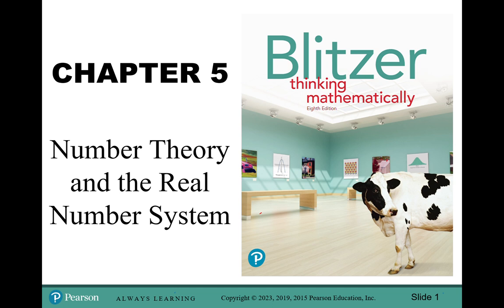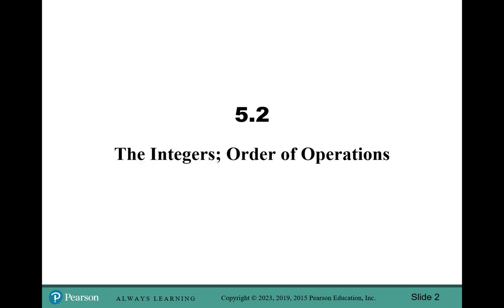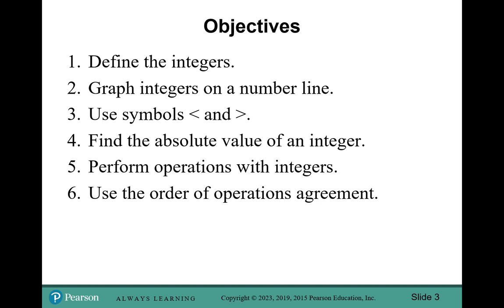Class, today we will be doing chapter 5.2, number theory in the real number system. We'll be looking at integers and the order of operations. Our objectives today are to define the integers, graph the integers on a number line, use symbols like greater than and less than, find the absolute value of an integer, perform operations with integers, and use the order of operations agreement.